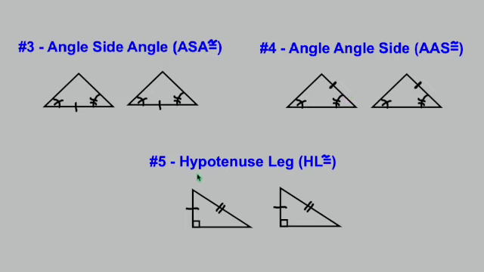And then finally, our last one is called hypotenuse leg. For us to use the word hypotenuse, we have to have a right triangle. That's why you see the right triangles here. And then one leg and the hypotenuse have to be congruent as well. So those are your 5 shortcuts to proving that triangles are congruent.